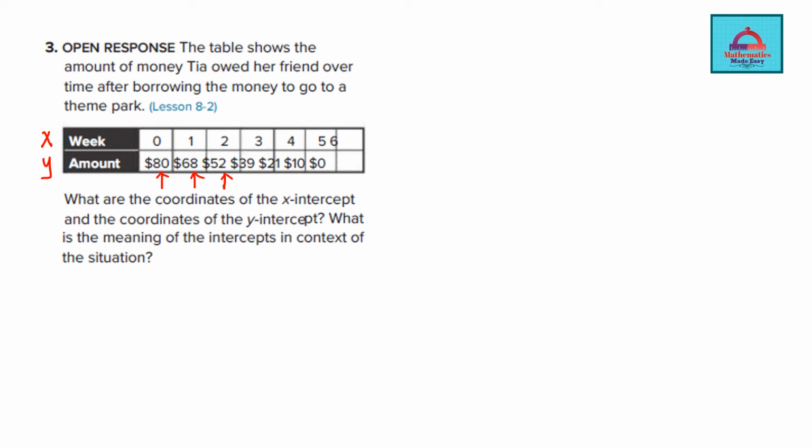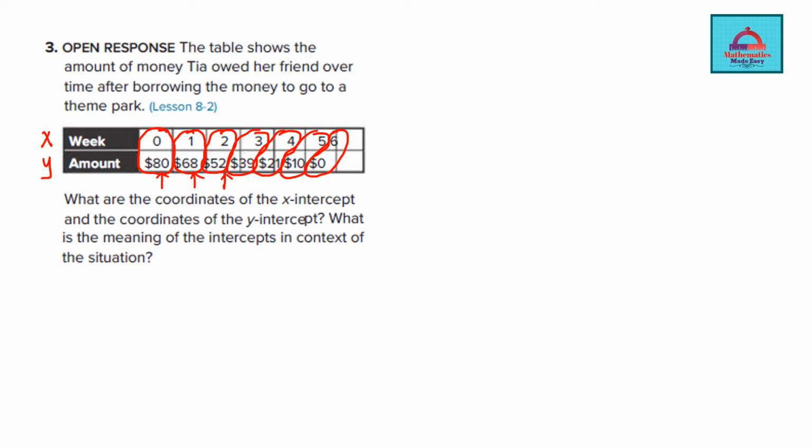And if you see here, there's a printing mistake in the boxes. So I'm going to just highlight them one by one now by circling them. So week 0, this is amount $80. Week 1, $68. Week 2, she borrowed $52. Week 3, she borrowed $39. Week 4, she borrowed $21. Week 5, she borrowed $10. And week 6, finally, she didn't borrow anything, so it's $0.